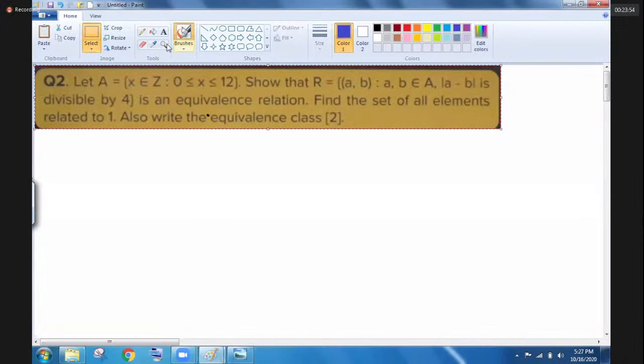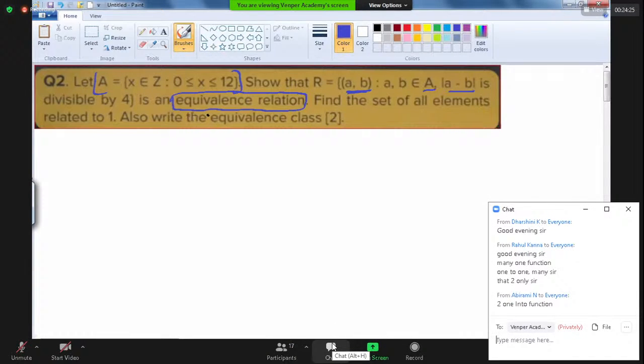Please note this problem. Let A be a set given to us, and a relation R is defined such that the ordered pair (a, b) belongs to R where a, b belong to A and the modulus of a minus b is divisible by 4. Show that R is an equivalence relation. Please highlight this phrase, equivalence relation. If it is an equivalence relation, it should satisfy the three conditions of an equivalence relation. Which relation is known as an equivalence relation? The relation which satisfies three conditions.